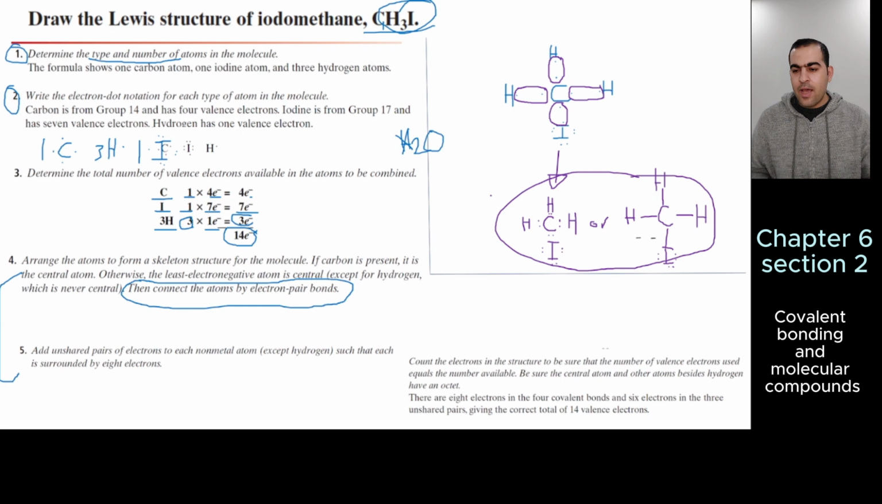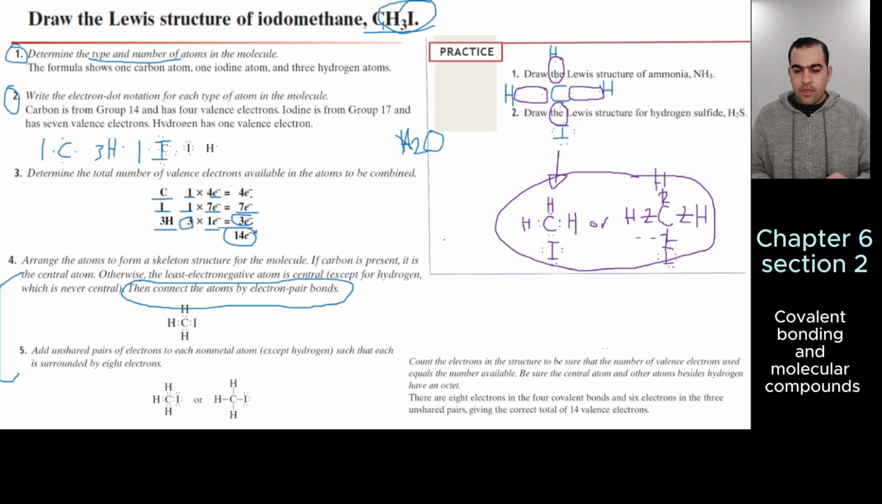Now at the end, carbon has how many valence electrons? 2, 4, 6, 8, right? Iodine 2, 4, 6, 8. And also we can do here, each dash represents 2 electrons. 2, 4, 6, 8. Iodine has how many valence electrons? 8 also. Each hydrogen has 2, 2, 2, 2. Okay, that's it.